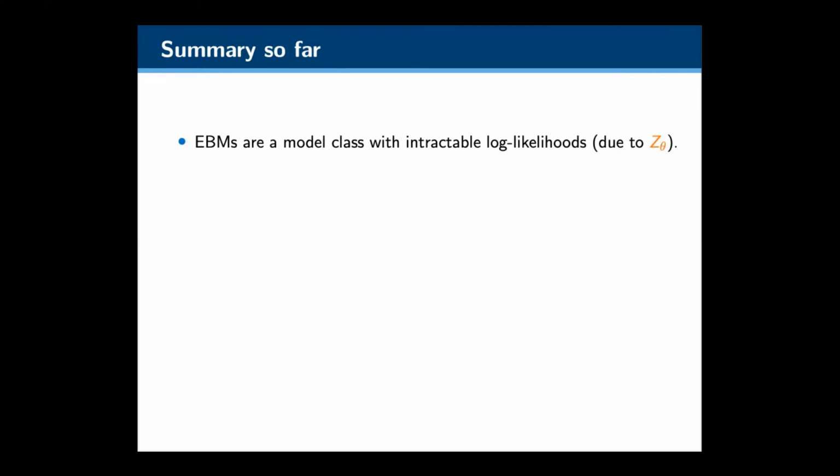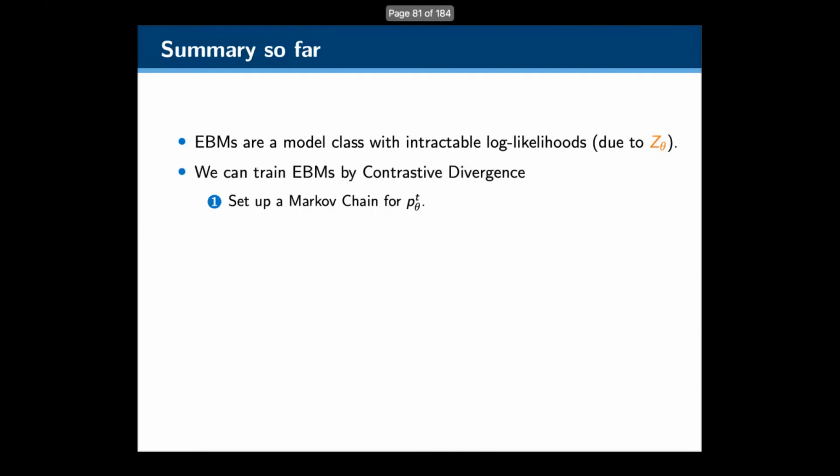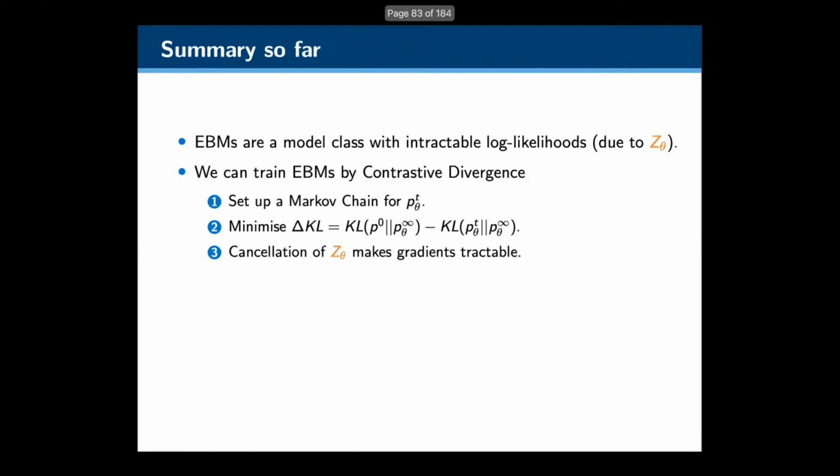Great. So the summary of the picture so far is that EBMs are a model class with intractable log likelihoods. We can train them by contrastive divergence, which works by setting up a Markov chain for PT, minimizing the KL divergence, or an approximate form thereof, the difference between KL divergences rather. The motivation for this is that you get cancellation of the intractable Z term, the partition function.